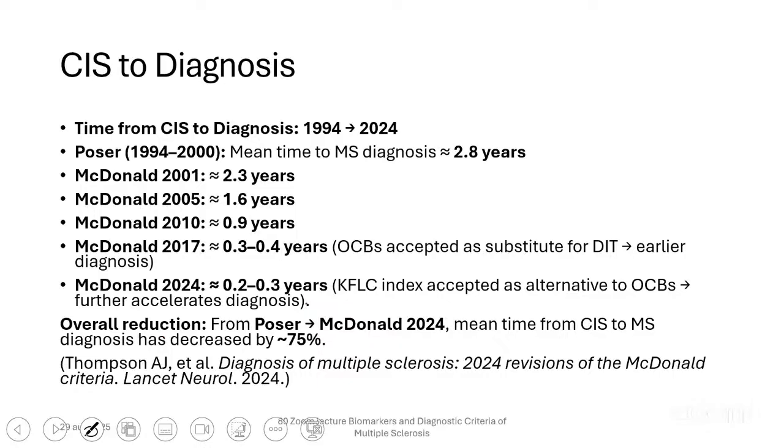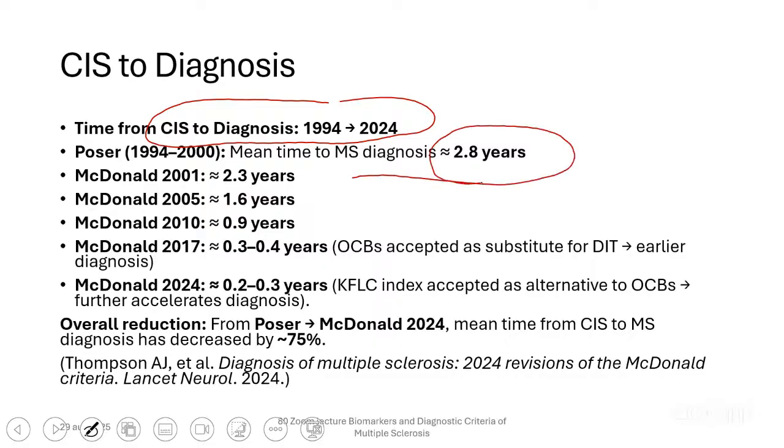So from the time of the clinically isolated syndrome to diagnosis, how it changed over the years because of the diagnostic criteria. Poser mean time to MS diagnosis is 2.8 years if we apply that. McDonald has brought it down in 2017 to 0.4 years. OCB is accepted as a substitute for DIT. Now it is about 0.3 years with the present diagnosis. So overall reduction from Poser to McDonald, mean time from clinically isolated syndrome to MS diagnosis, decreased by 75%.